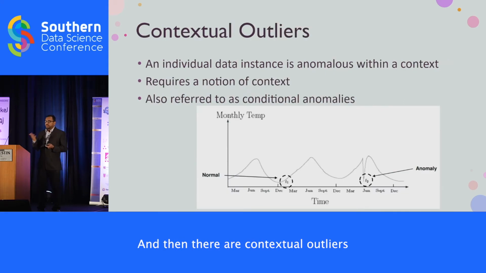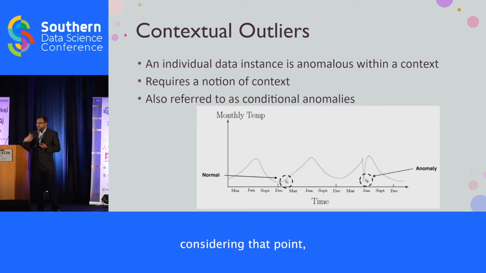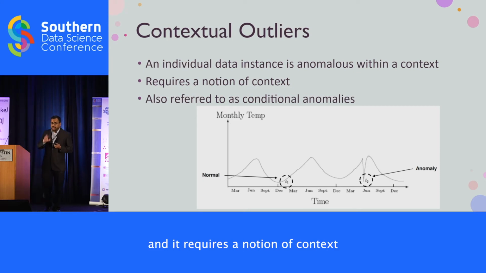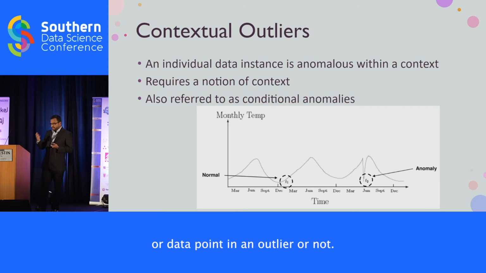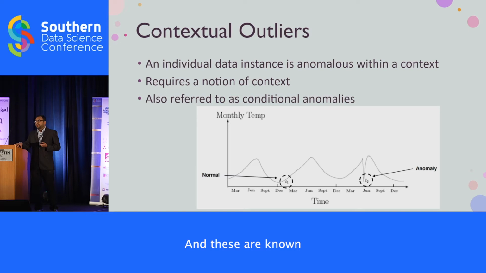Then there are contextual outliers. An individual data point is anomalous with respect to a larger context in which you are considering that point. And it requires a notion of context. In isolation, you cannot identify whether this single instance or data point is an outlier or not. And these are known as conditional anomalies. As you can see in this image, if a temperature drops very low in the month of June, that would serve as an anomaly. I don't think that's going to happen in Atlanta, at least.